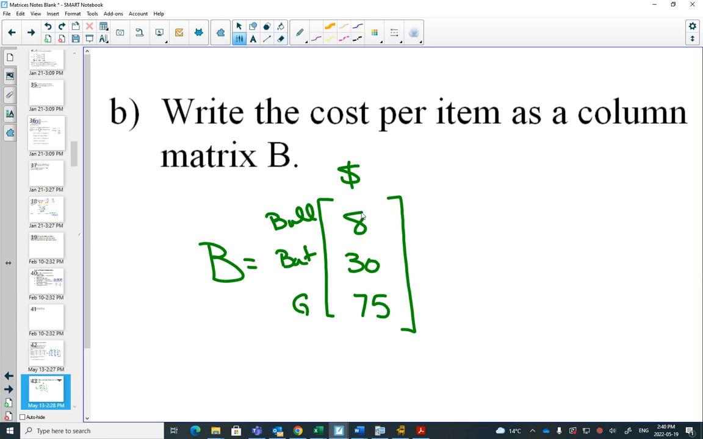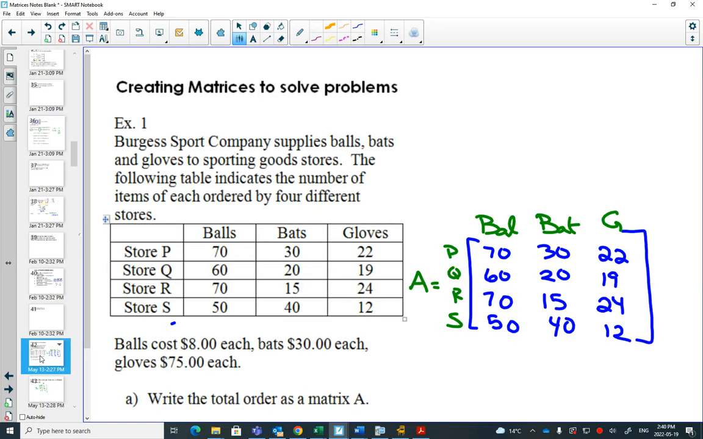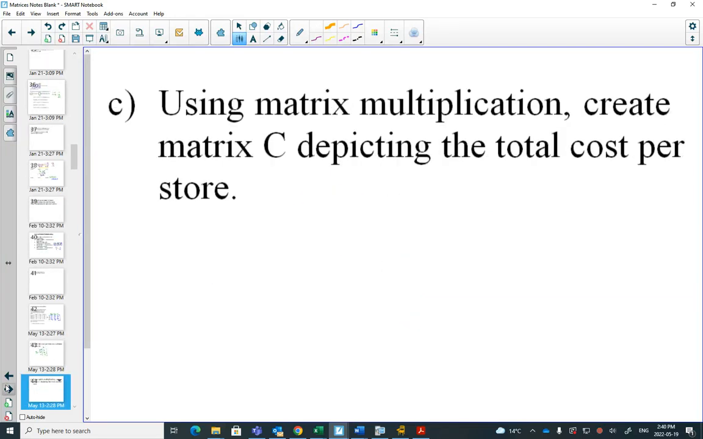So we got balls, bats, gloves. Now, this is going to be key for the mathematics to work. Notice the order balls, bats, gloves matches up with the order balls, bats, gloves that we had previously. They will be in opposite dimensions, which will be important because question C says use matrix multiplication to create a matrix C depicting the total cost that each of the stores is going to pay.